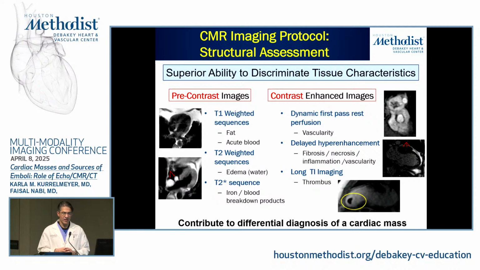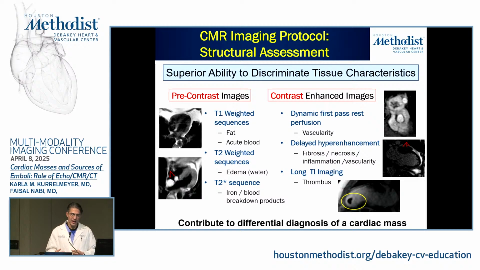I'm going to focus on the tissue characterization part of things because this is obviously the strength of CMR. We have the pre-contrast images, as I had mentioned. This is where you look for T1, T2, T2 star. Anything that's bright on T1 usually is something like fat or acute blood. Anything bright on T2 suggests edema or water. T2 star sequences are for iron.